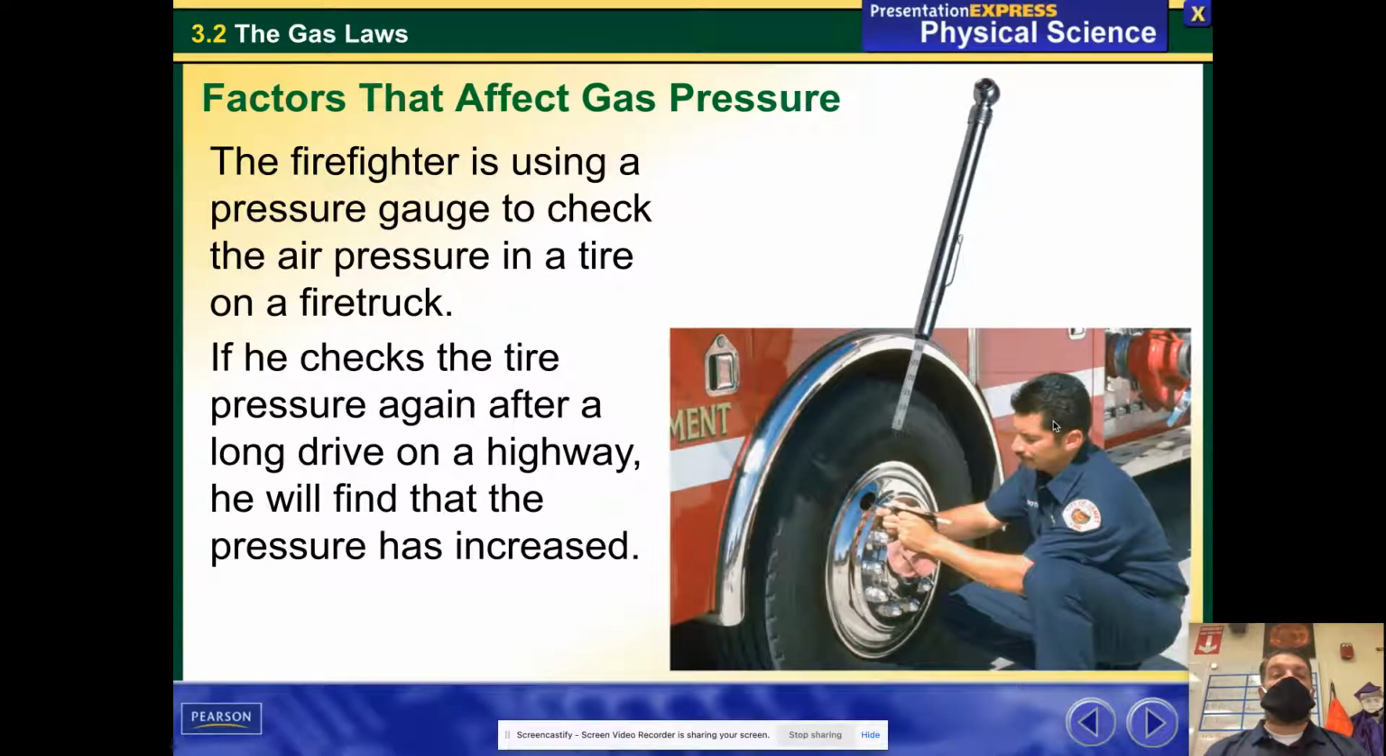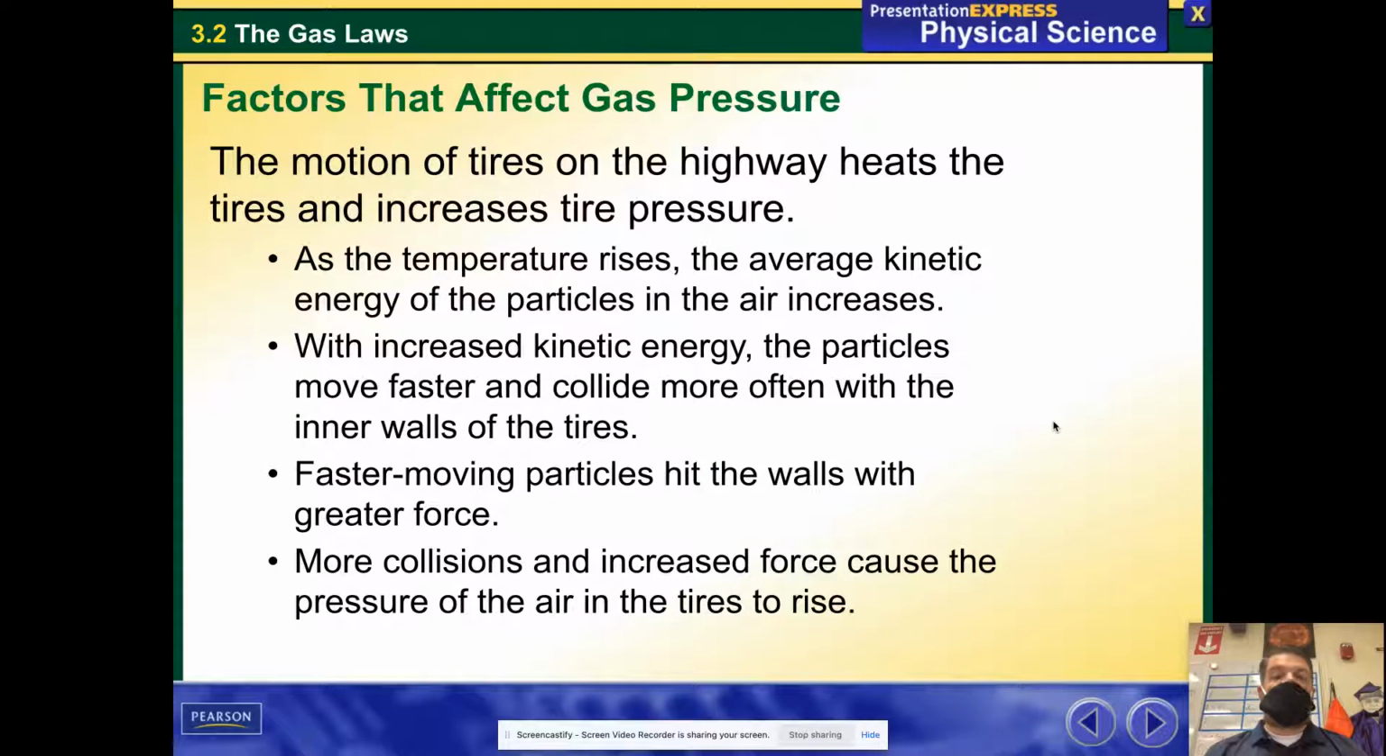A firefighter is using a pressure gauge to check the air pressure in the fire truck tire. Okay? If he checks the tire again after a long drive on the highway, he will find that the pressure has increased. The motion of the tire on the highway heats the tires and increases the pressure.